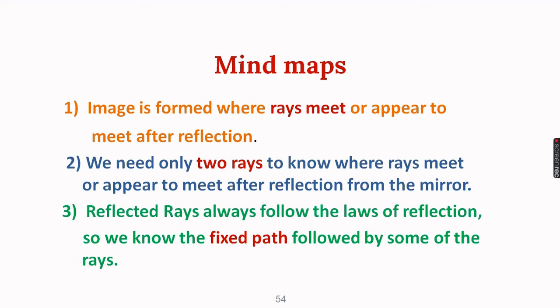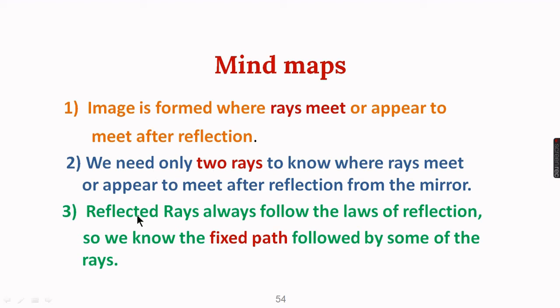We will now understand how an image is formed in a spherical mirror. For that we need to understand these 3 points. The first point is that the image is formed wherever the rays meet after reflection from the mirror or they appear to meet after reflection. So wherever the rays will meet after reflection, the image will be formed there only. And for knowing where these rays are going to meet, we do not require 1000 or 100 or 10 rays. We need just 2 rays to know where the rays will meet. Wherever the 2 rays will meet, all other rays will also meet at the same point. So we need only 2 rays to know where the image will be formed.